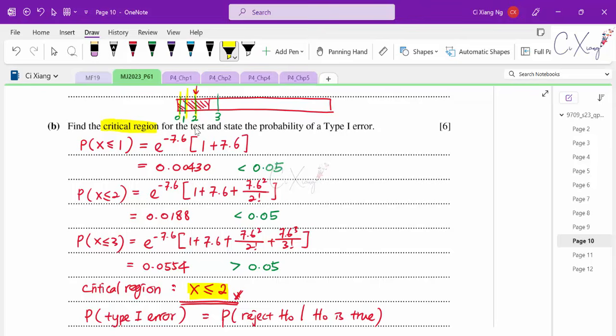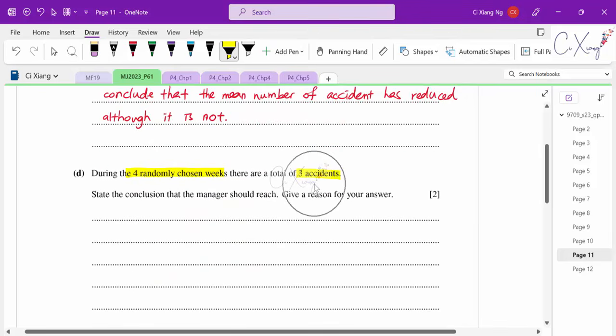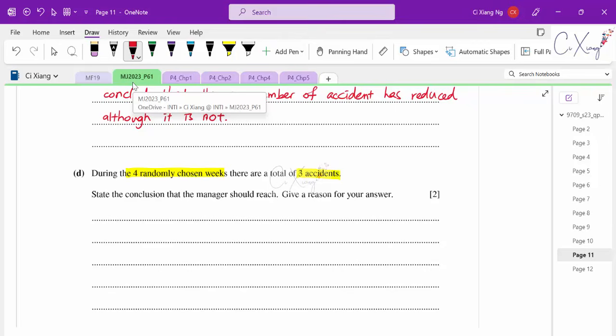But for part D, our x is 3. So you can see very clearly that 3 falls under the acceptance region. Therefore, when 3 falls under the acceptance region, we will not reject the null hypothesis. So 3 is not in the rejection region.